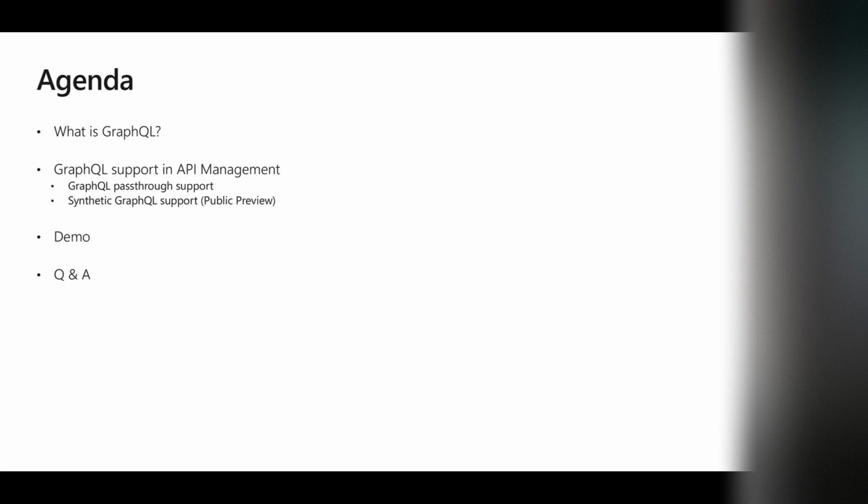Then we're going to talk about the support for GraphQL in Azure API Management and what it is all about. There is a pass-through support that is GA, in general availability, that you can use, and then there is the synthetic support. So basically, you can use your existing REST or SOAP API through GraphQL. Very powerful feature, and we will of course do a quick demo and the usual stuff and Q&A.